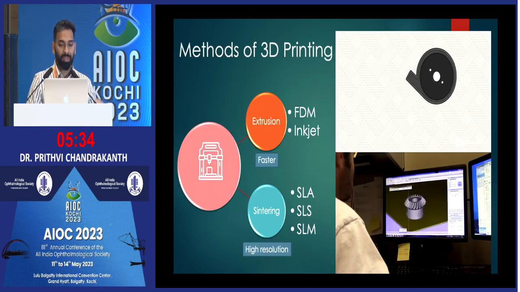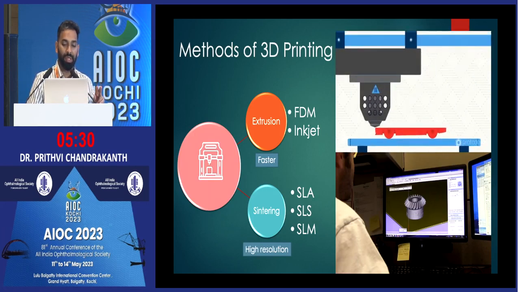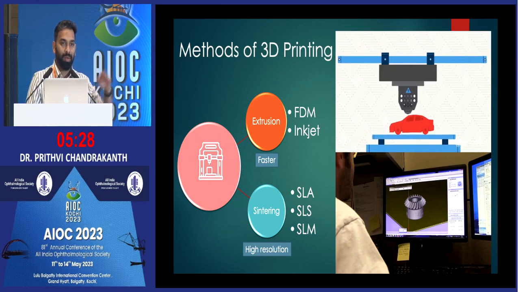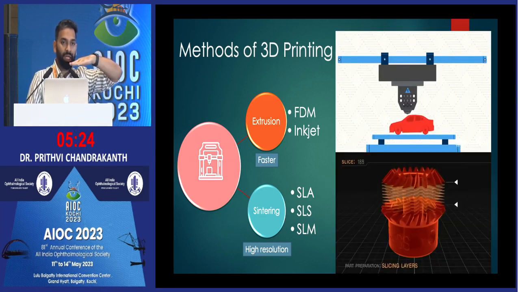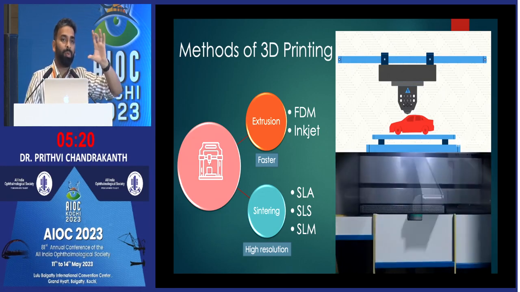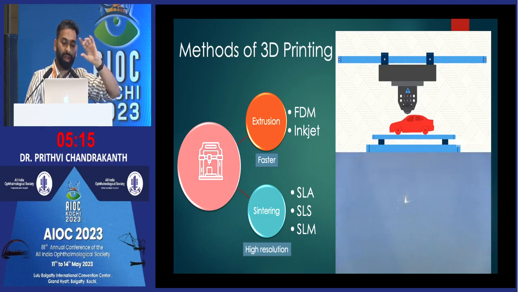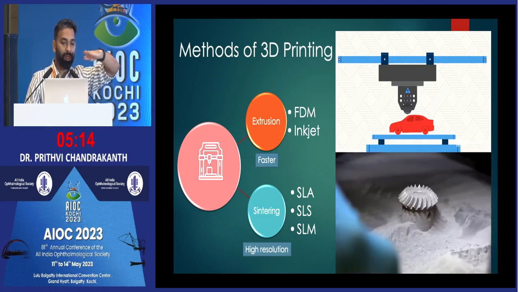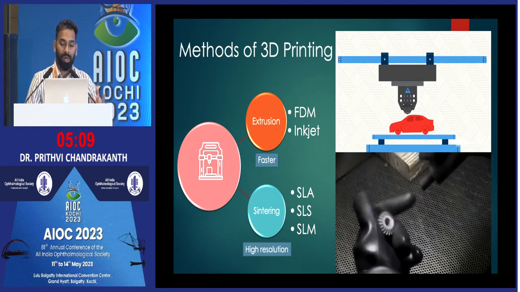There are two methods by which you can 3D print. One is extrusion and the other one is sintering. Extrusion is like printing a 2D image. It's like a single sheet of paper. When we keep a lot of paper together, it becomes thick, right? That is exactly the way that this is going to print. It will print in 2D, one on the other, so it will make the whole product.